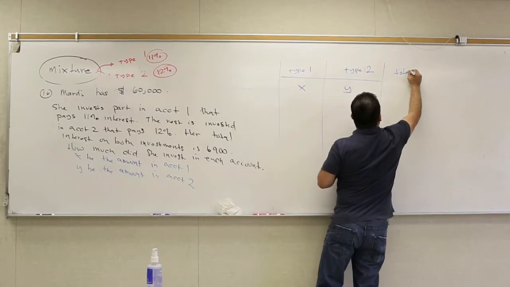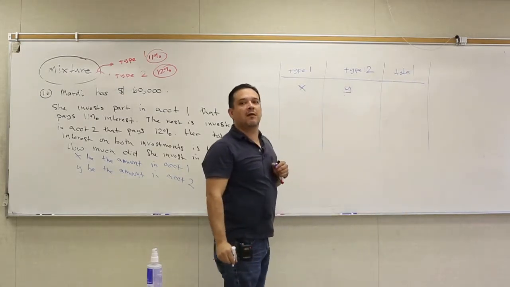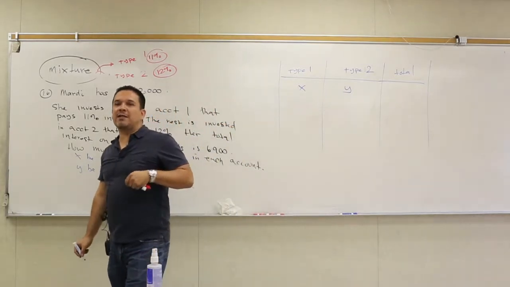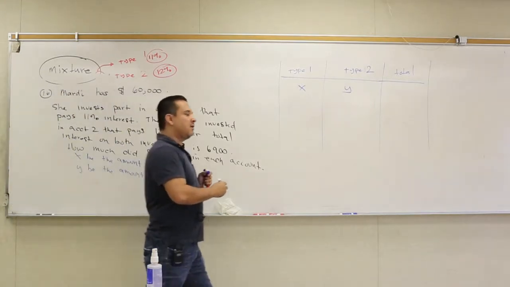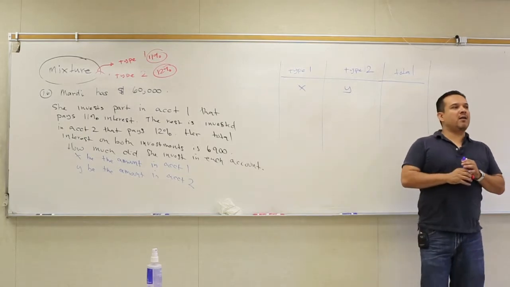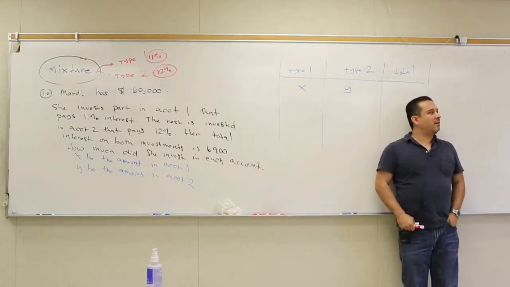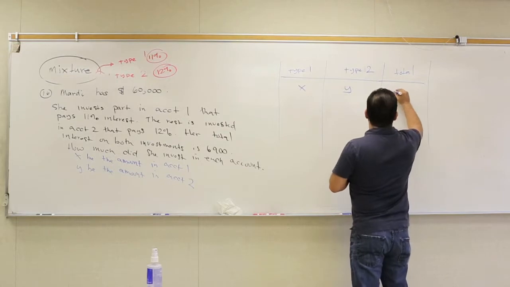How much money does she have total in terms of being invested? You got to read this, and you say, well, how many times? You got to read it enough. So how much is she investing? What do you think? How much money? $60,000. Good.